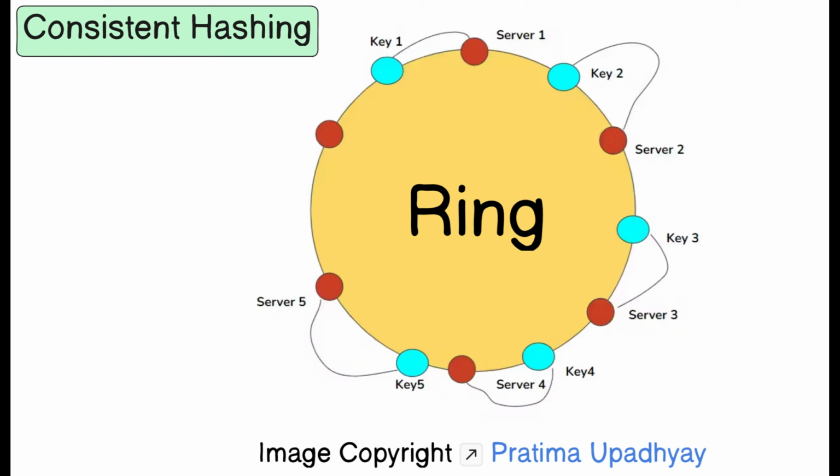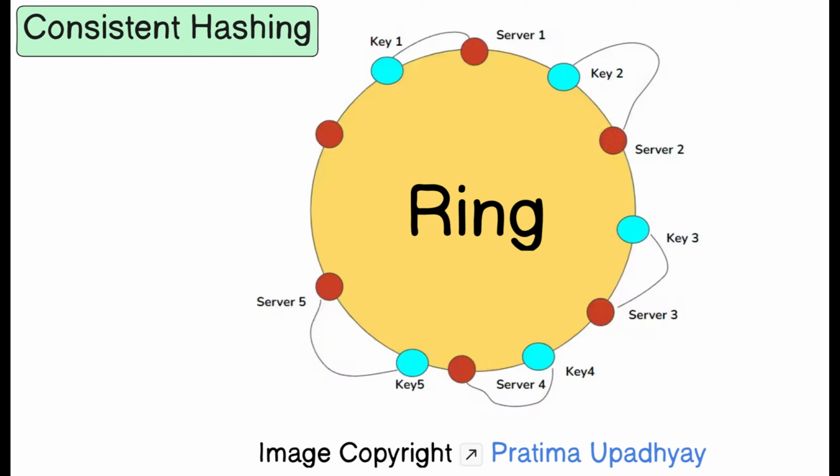In this, the data and server nodes are assigned a location on a ring. Based on the hash function, the data is then stored in the first cache server that appears clockwise from the position. I'll not deep dive into consistent hashing in this video because we will have a separate video on this topic. And also this is a very important topic from a system design interview perspective.